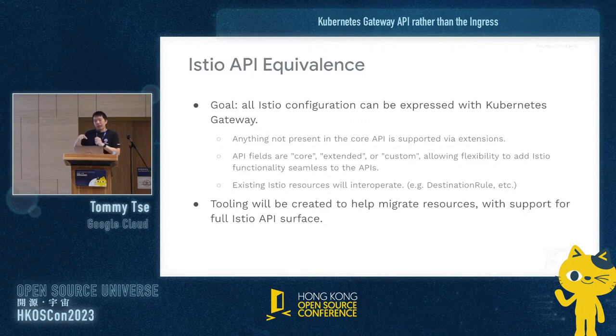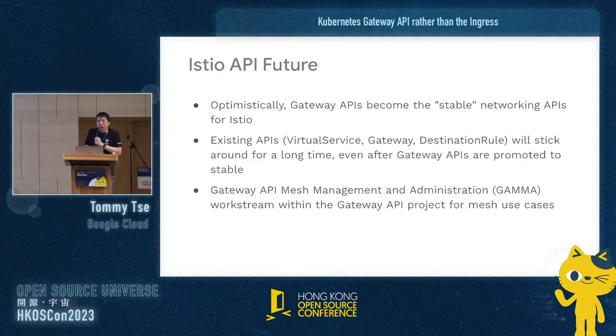So what we can do is the Gateway API specification itself has some provision for extensions. So whatever Istio features are not available, for example destination rules, can be plugged into the Gateway API. And also as part of this open source project, we will see there will be tooling to help migrate some existing Istio CRD resources into Gateway API resources. And what's the future? Optimistically, we believe most of the Istio stuff can be part of the Gateway API. But of course, we want to have compatibility.